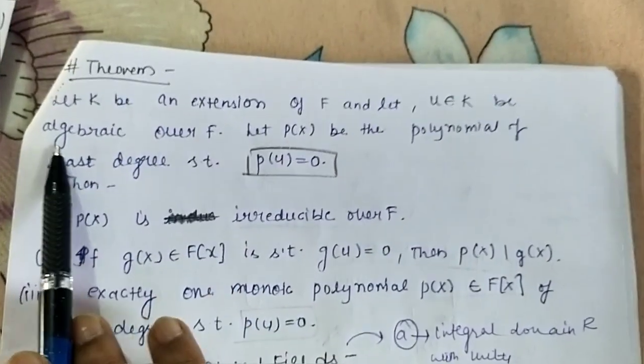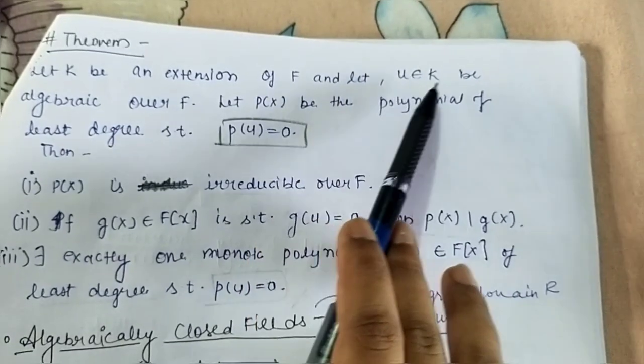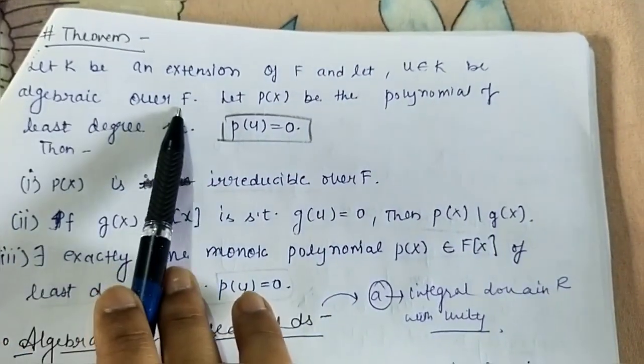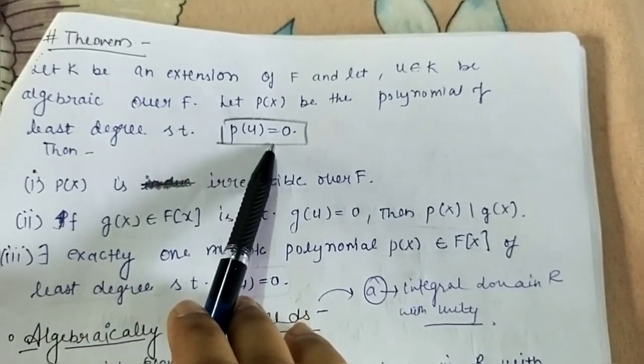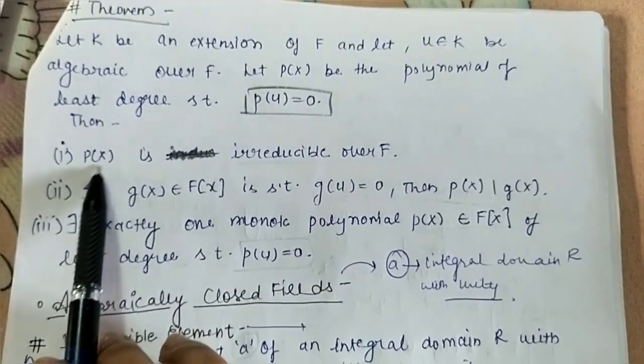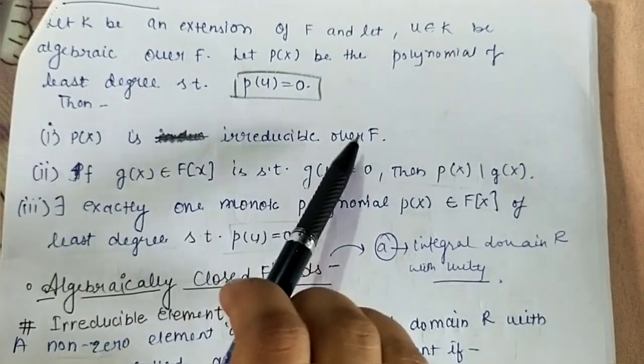Now let's see a theorem. Let K be an extension of F and let u belonging to K be algebraic over F. Let p(x) be a polynomial of least degree such that p(u) is equal to 0. Then p(x) is irreducible over F.